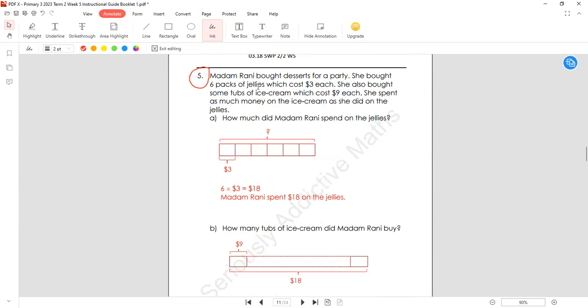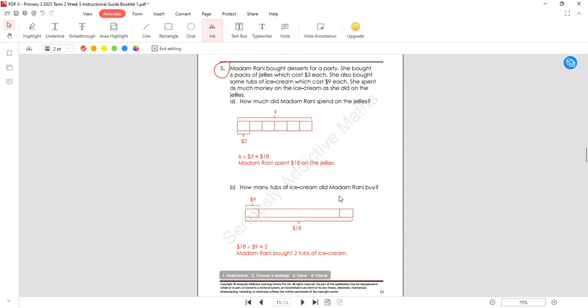Madam Rani bought desserts for a party. She got 6 packs of jellies, which cost $3 each, and then some tubs of ice cream, which cost $9 each. She spent as much money on the ice cream as she did on the jellies. How much did Madam Rani spend on the jelly?